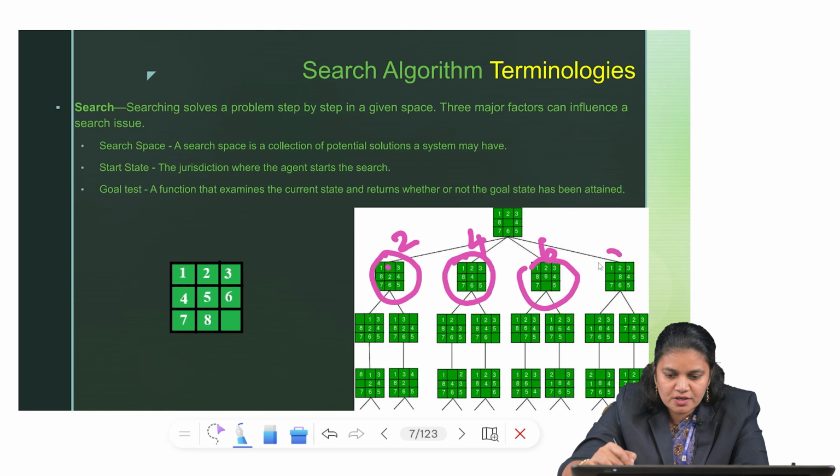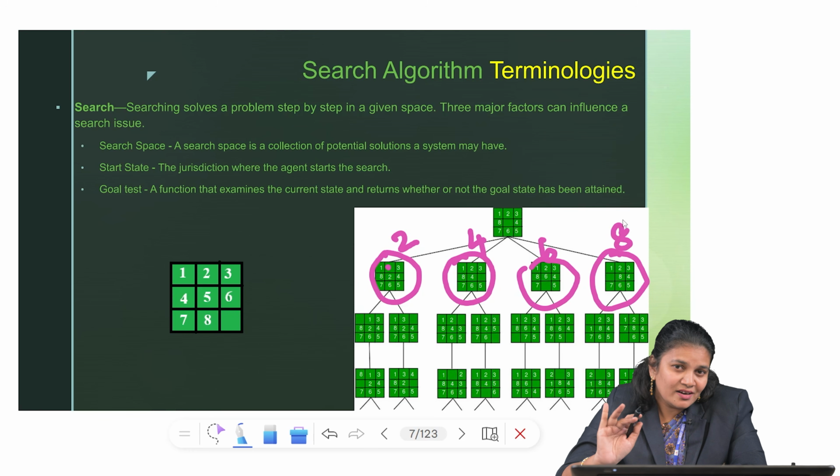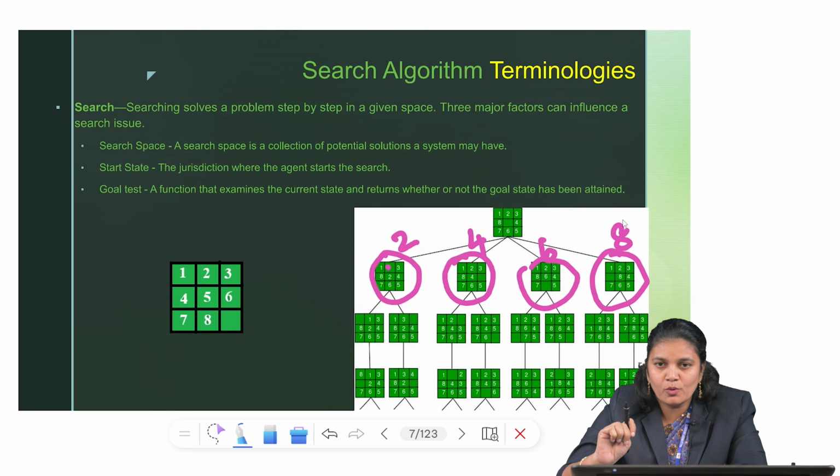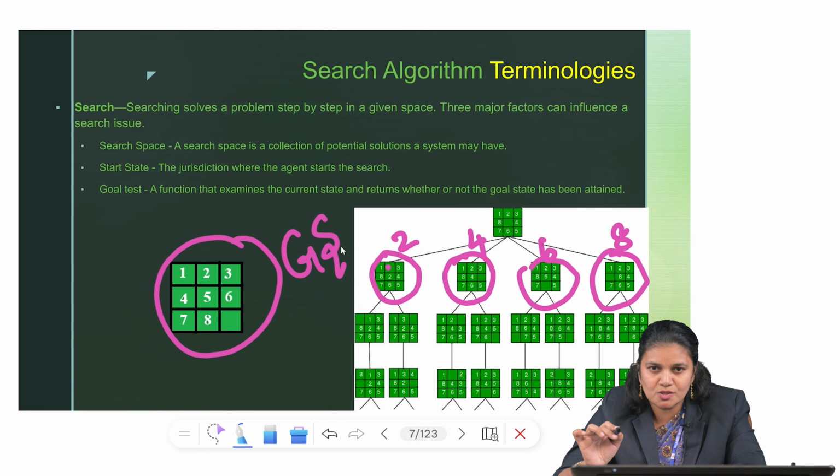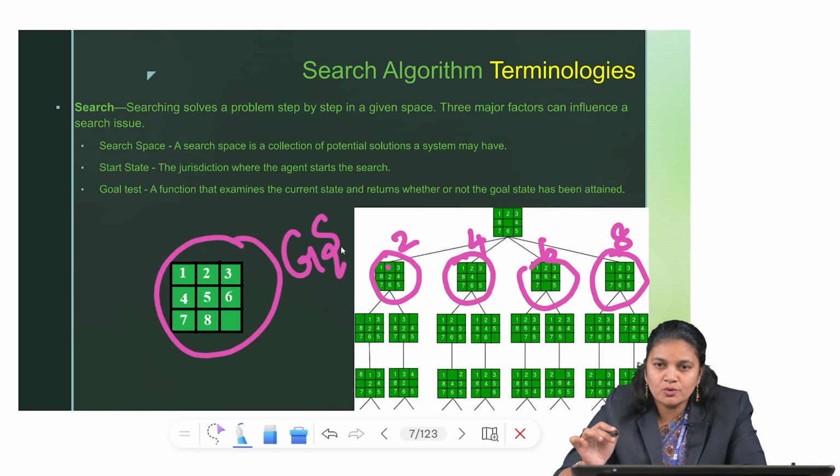And the fourth solution, we are getting that 8 can be moved to the right. So there are 4 different actions here: left, right, up or down. 4 different movements happen, and any one of the movements will try to bring it towards this goal state. If it reaches the goal state, we can stop the search. Search is over. If not, we have to try again.